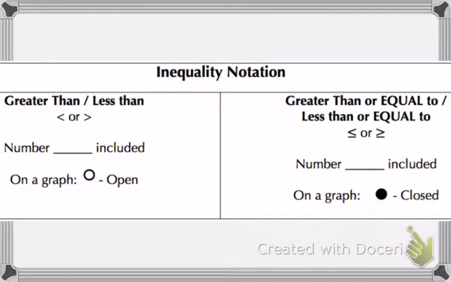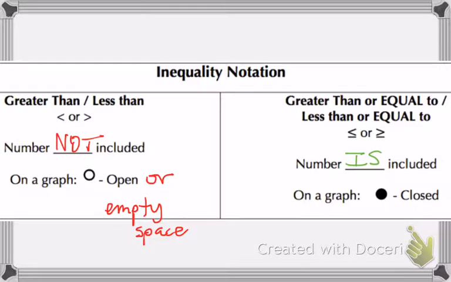Inequality notation, we use the greater than or less than if a number is not included. Same parameters on a graph, open circle or empty space. Greater than or equal to, remember from our inequalities unit, means that it is included. So the number is included, so it's closed or part of the line.